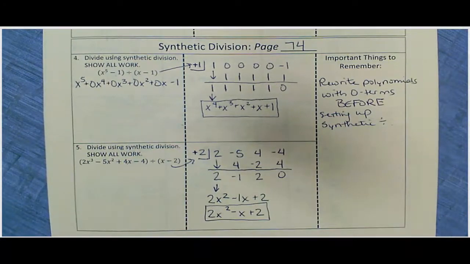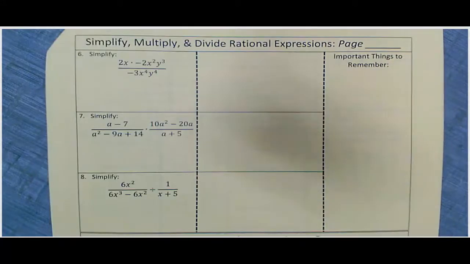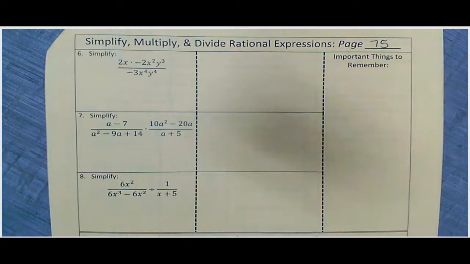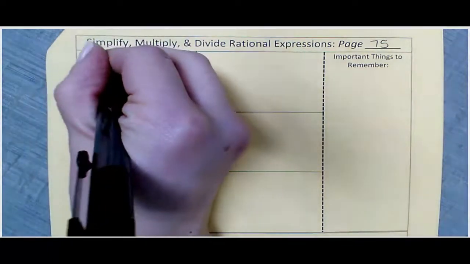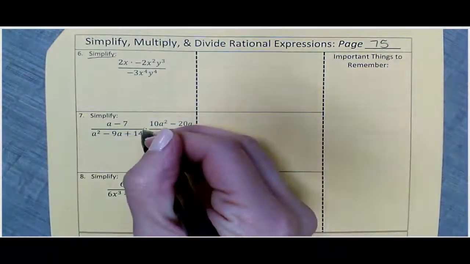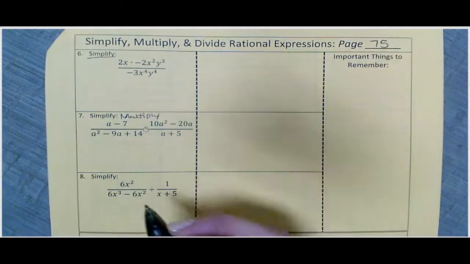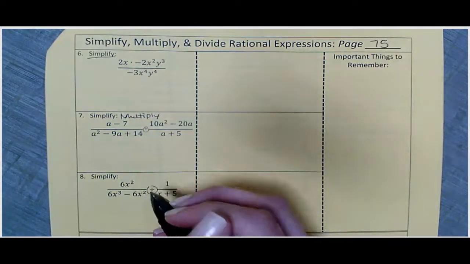So now let's flip to the next page, simplifying, multiplying, and dividing rational expressions. These notes are the 6-3A notes. They belong on page 75. It's about simplifying, multiplying, and dividing rational expressions or expressions in fractions. This problem is a simplify. This problem is a multiply. And this problem is a divide.